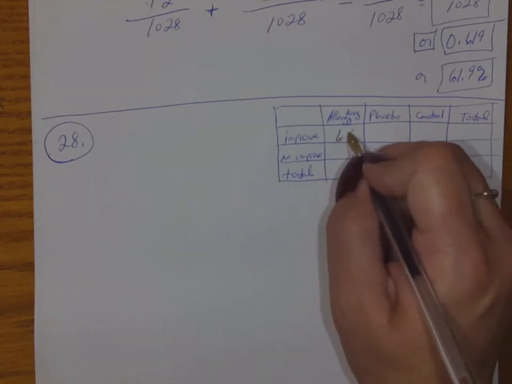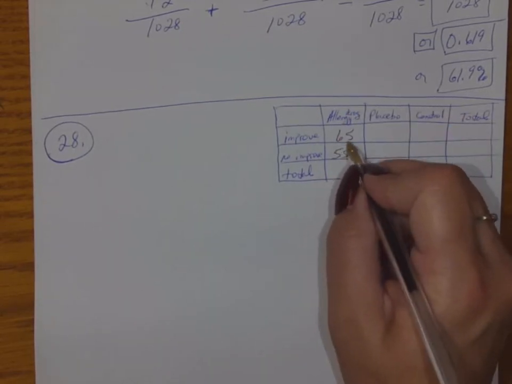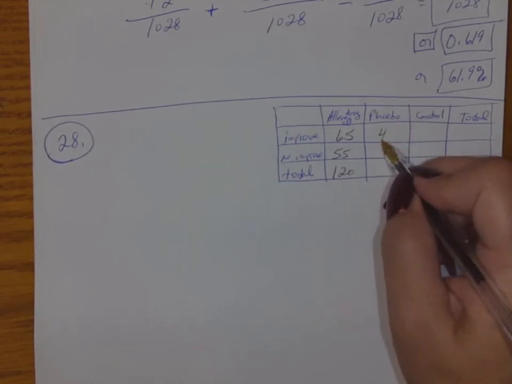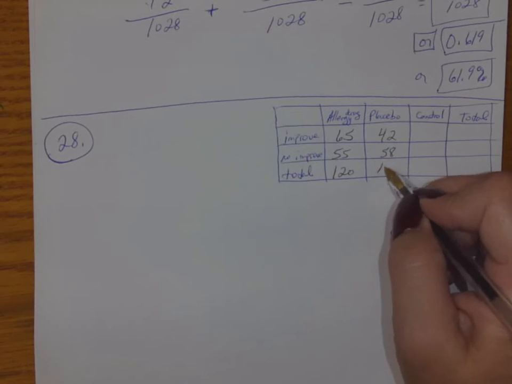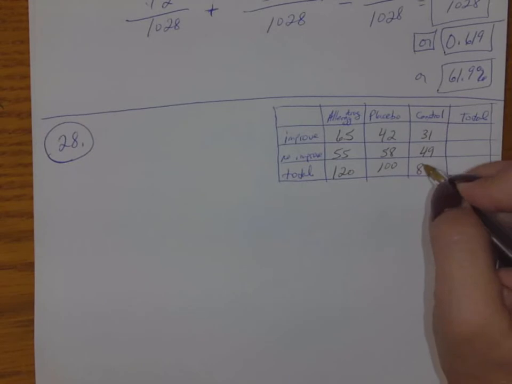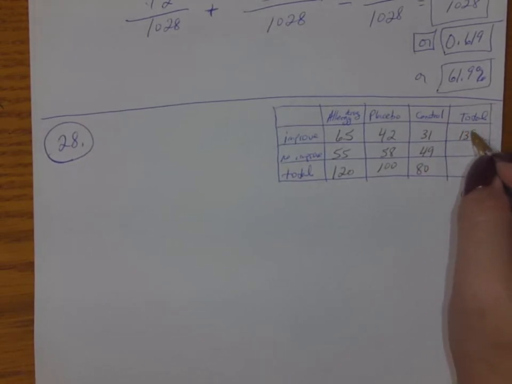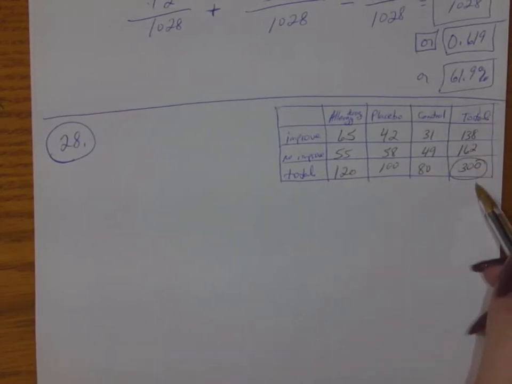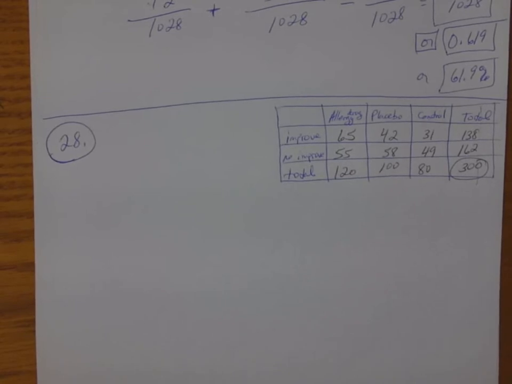65, going down this column, 55 and 120. The placebo is 42, 58, and 100. And the control is 31, 49, and 80. And then my totals over here are 138 and 162. And the total right here in the corner, this is 300 and this is 300. So everything should add up correctly. All right, so number 28 is actually a 3-part problem. So let's look at it and see what we got.